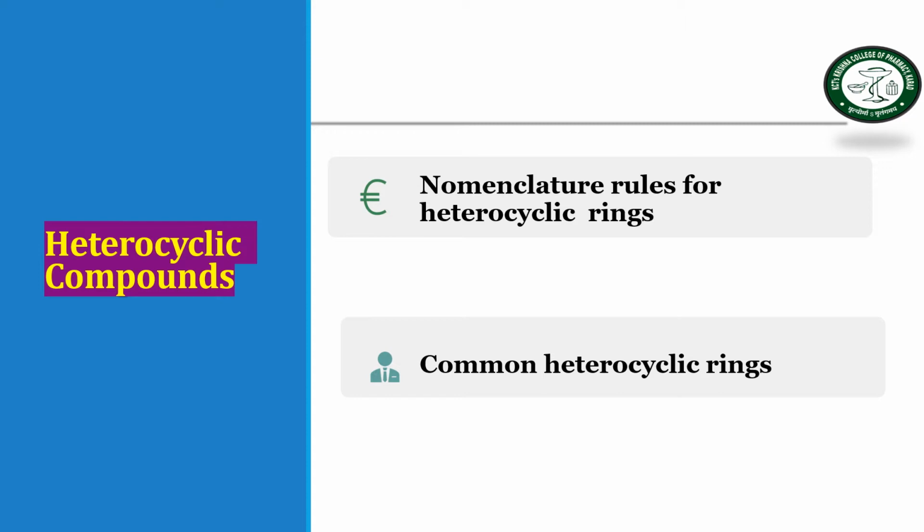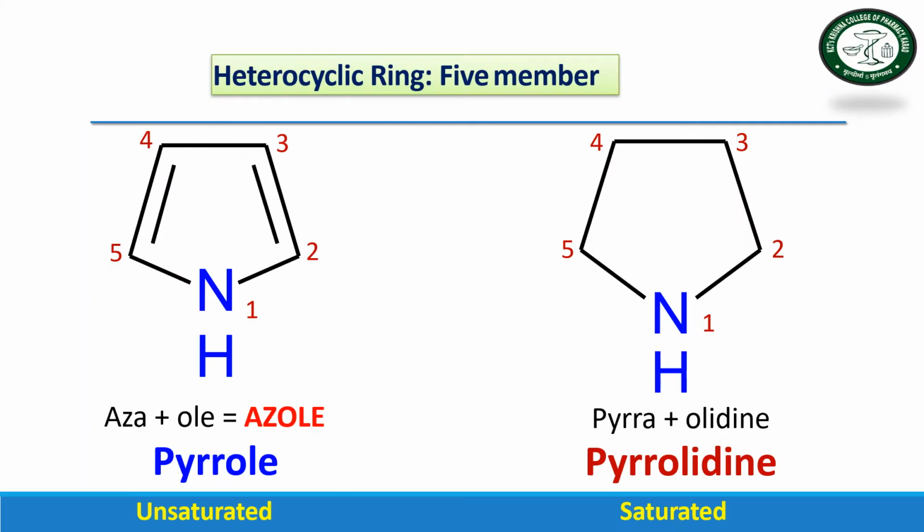In this topic, we cover some nomenclature rules for the heterocyclic ring and the different common heterocyclic rings. Number one, the heterocyclic ring containing 5 members, as per the previous video. If the 5-membered ring contains double bonds, the ring nature is unsaturated, and when it contains one heteroatom, we use the suffix OLE. Here nitrogen is present, hence we use the prefix aza or pyrro.